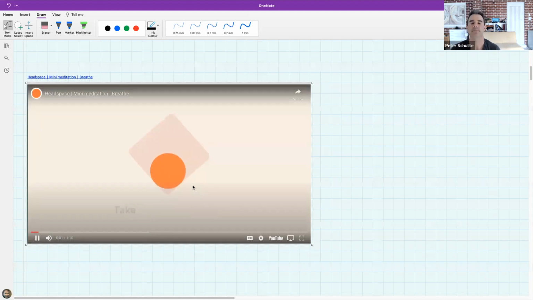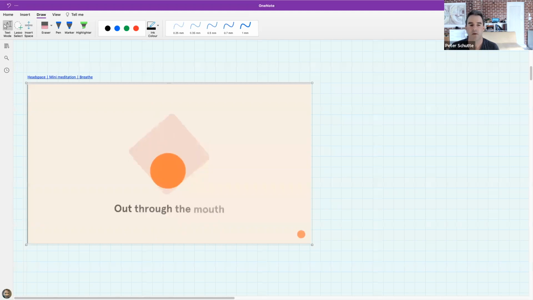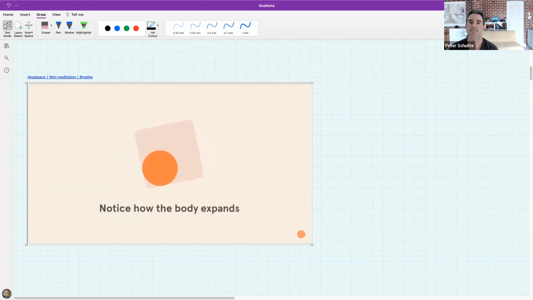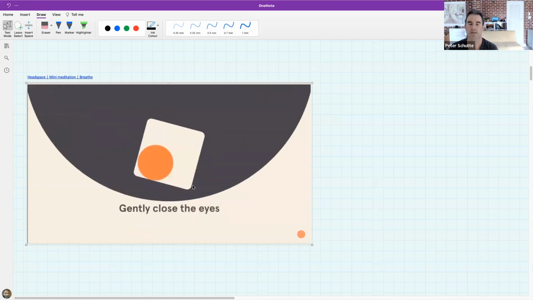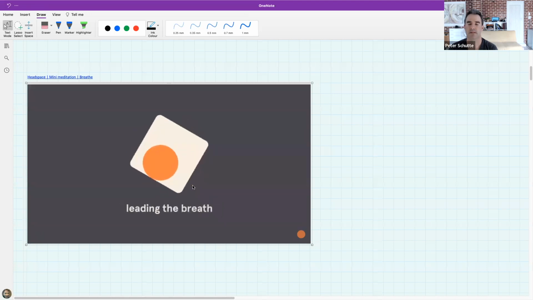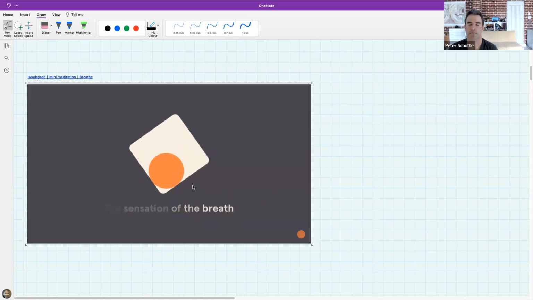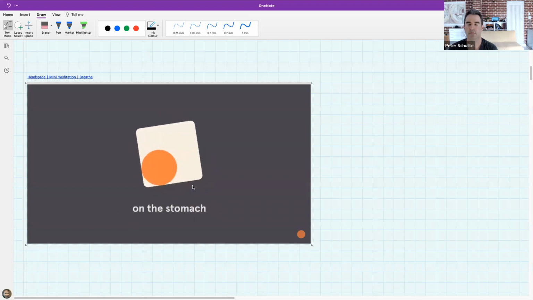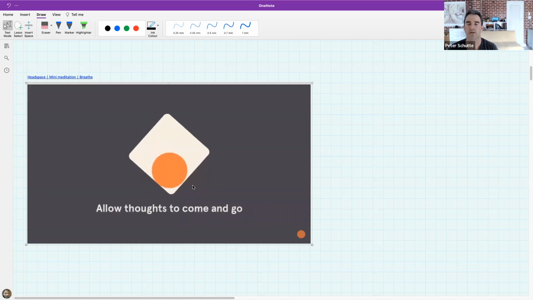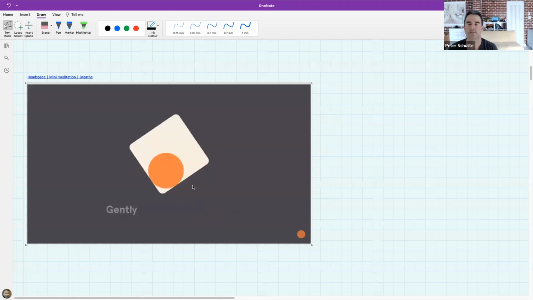So sitting comfortably, just taking a big deep breath in through the nose, out through the mouth. As you breathe in, noticing how the body expands. As you breathe out, just watching the body soften as you gently close the eyes. And rather than the mind leading the breath, allow the breath to lead the mind. Notice the sensation of the breath. Notice where you feel it in the body. If you need to, you can just gently place your hand on the stomach. And just following that rising and falling sensation. Nothing else to do. Allowing thoughts to come and go. And when you're ready, just gently opening the eyes again.